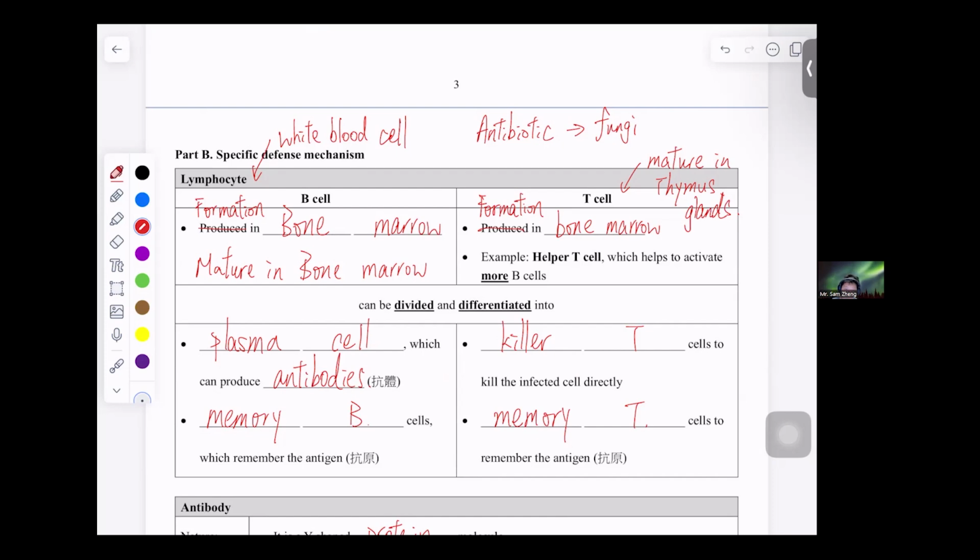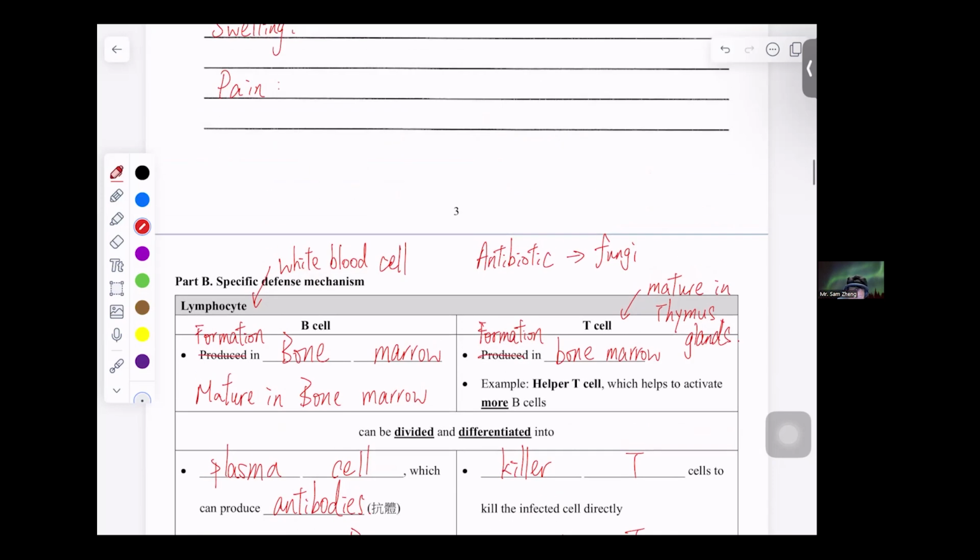And it is important that these T cells will differentiate into what we call the helper T cells. The helper T cells will further activate more B cells, to form more B cells, once they see the antigen.